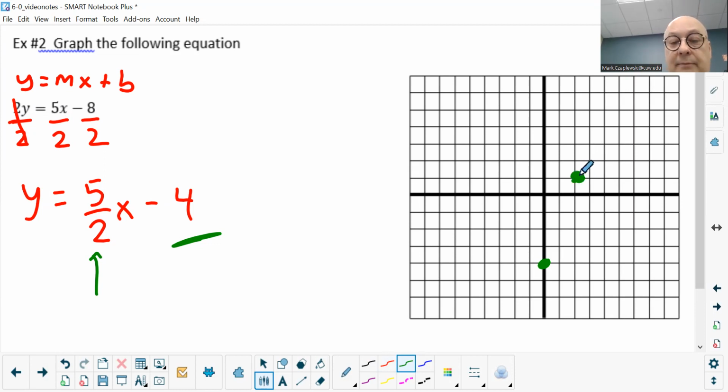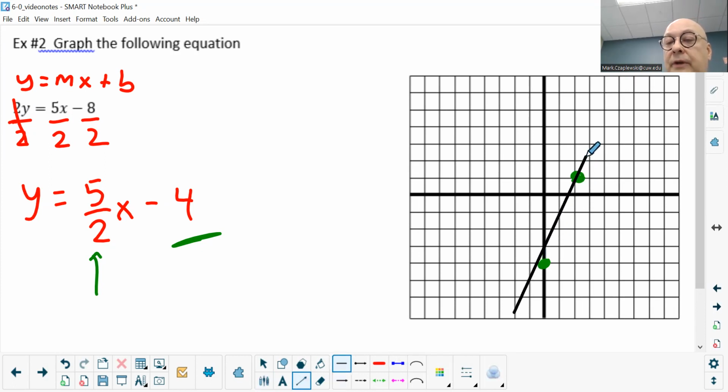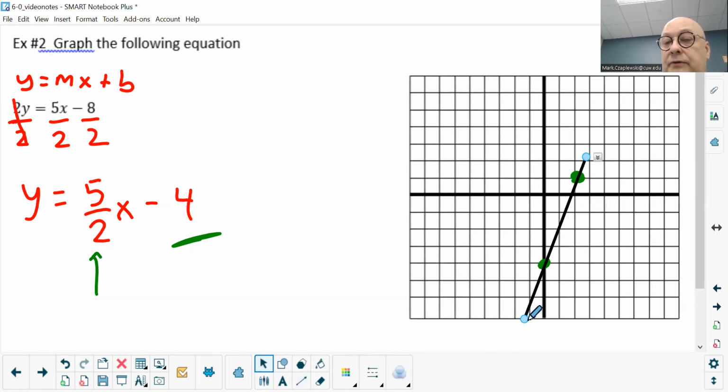And once you get that second point, you can make a third if you want to do it again, but you're just going to do your best to draw a line through these 2 points. Got to make that line a little bit better so it goes to that point. And there you have it. There's the equation of your line. It does go on forever, so I'm going to put arrows on this one, which I should always do.